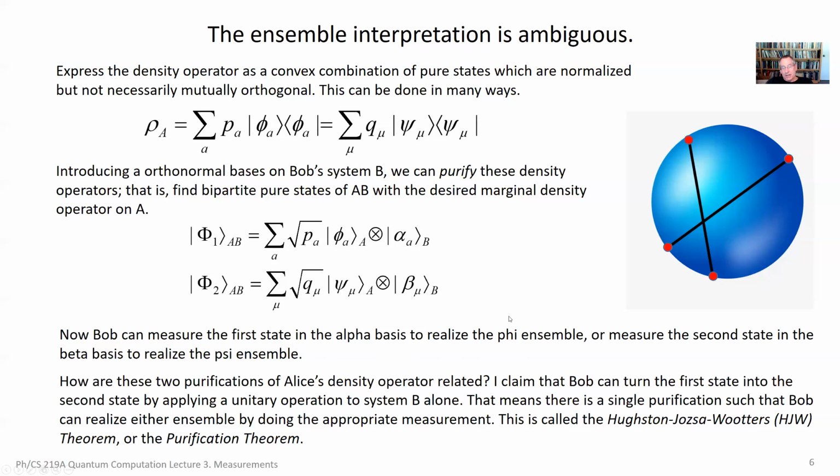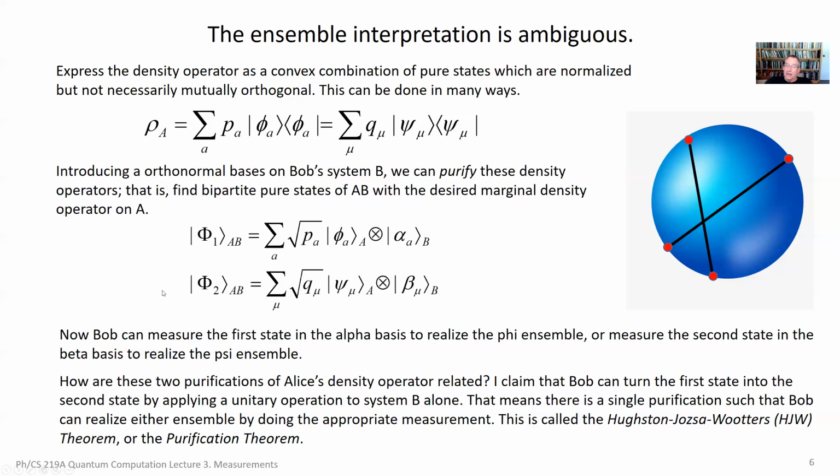But one way of thinking about this is that in the state phi1, we can imagine that Bob performs a measurement. He doesn't really have to do this. We can just trace him out. But suppose we imagine that Bob performs a measurement of system B in the alpha basis, and he does so when the bipartite state is the state phi1. Well, then he's going to get the outcome alpha A with probability PA. And when he gets the outcome alpha A, he will have prepared phi A. So that's just a way of realizing this ensemble representation of the density operator. We can imagine we have this bipartite pure state phi1, and Bob measures in the alpha basis, and then that means he's preparing phi A with probability PA.